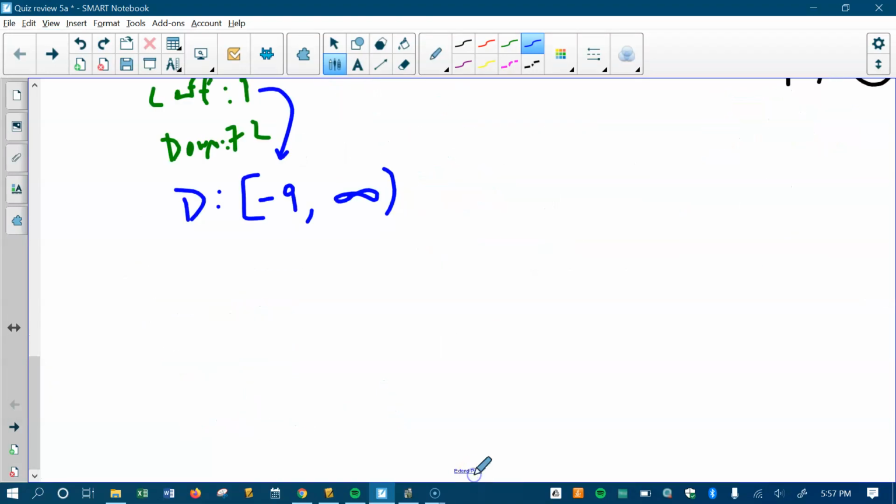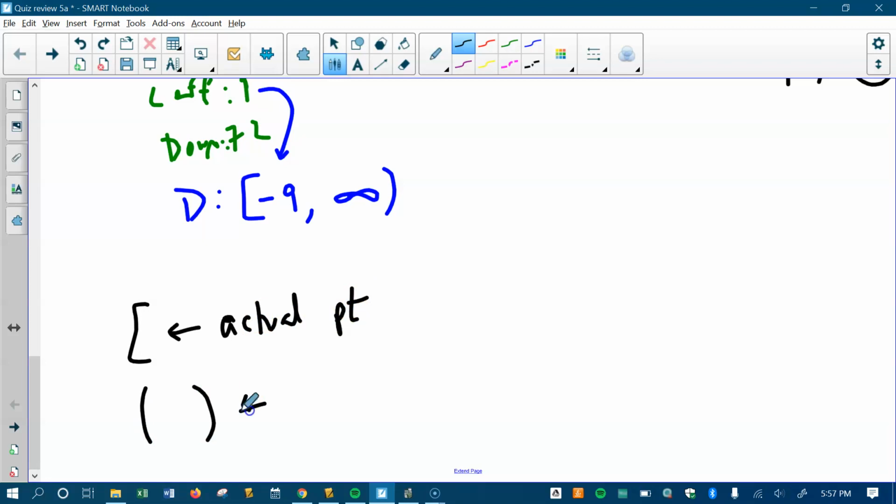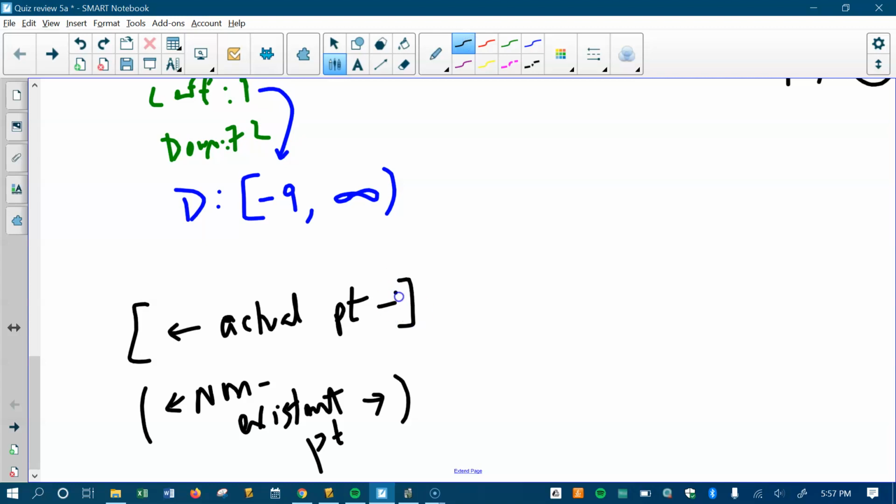Let me just make a little note here. We use brackets for a starting point, for an actual point, and we use parentheses for a non-existent point, like that infinity on there. Okay, so we have that now.